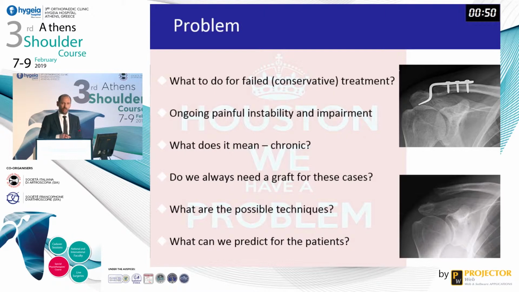What does chronic mean? We have to discuss this. Do we always need a graft? Is it a dogma? Do we know this? What are the possible techniques that we can use? And what can we predict for the patients?